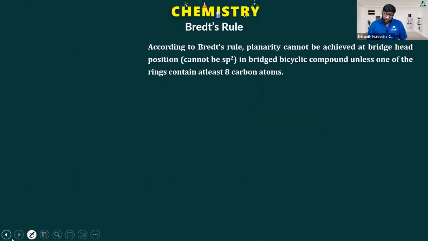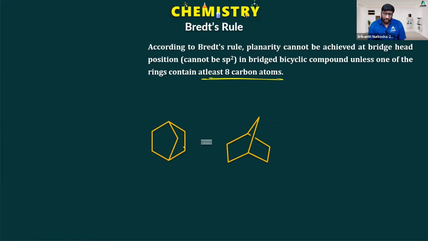Let us proceed further, students. Next comes Bredt's rule. According to Bredt's rule, planarity cannot be achieved at the bridgehead center. A bridgehead position cannot be sp2 hybridized in a bridged bicyclic compound unless one of the rings contains at least 8 carbon atoms. These compounds are mostly common, right?